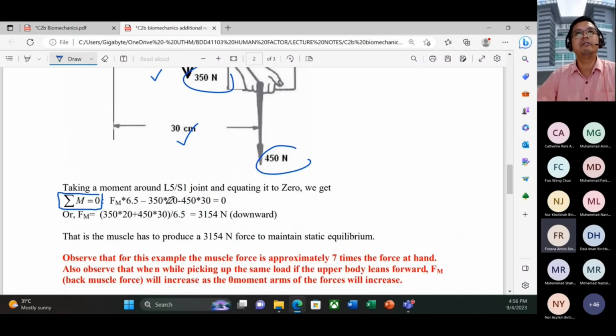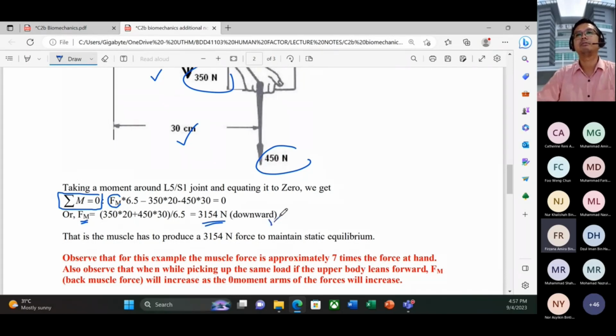Minus 350 Newton times 20 minus 450 Newton times 30, so we will get 0 here. In order to get Fm, we have to divide again: 350 times 20 plus 450 Newton times 30 cm, divided by 6.5. So we will get the muscle force will be 3,154 Newton in downward.